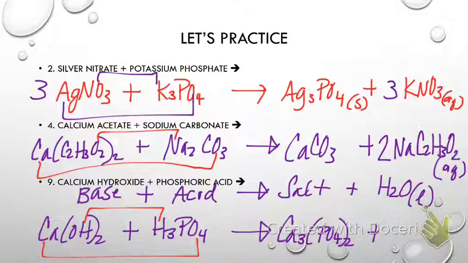And then what am I going to make? H2O. And that is liquid water. So I know that this reaction is going to happen. But let's go check what phase we should put behind calcium phosphate. So go to your solubility rules. Find phosphate. It is an insoluble solid, so I'm going to put an S behind there.